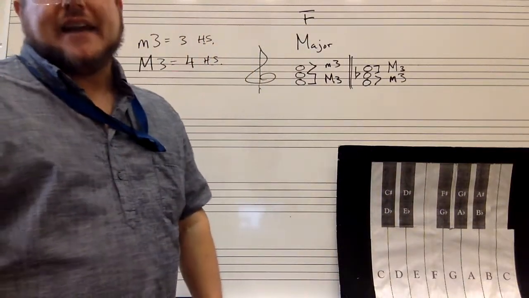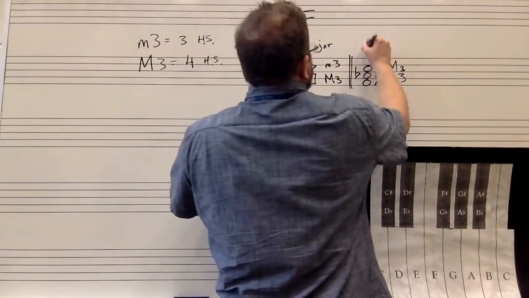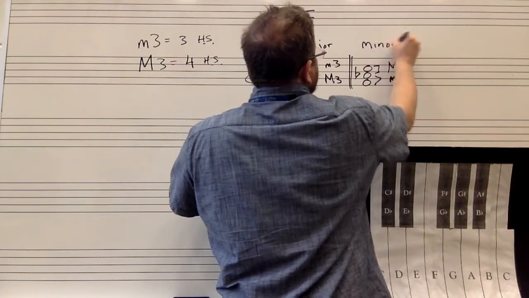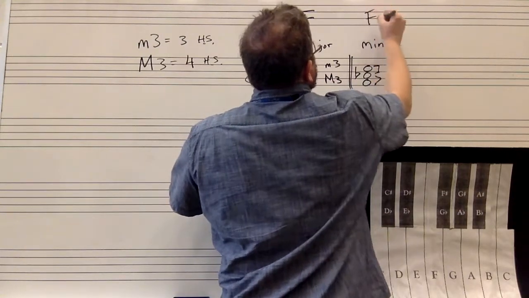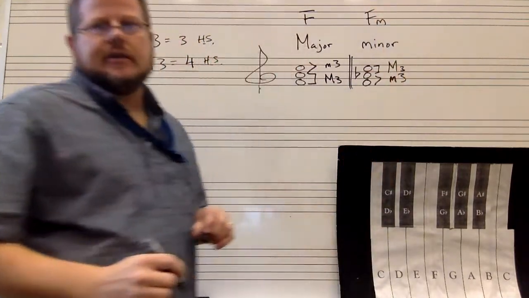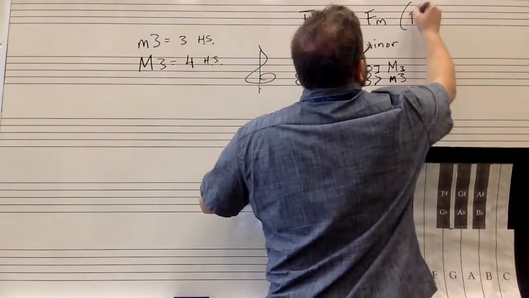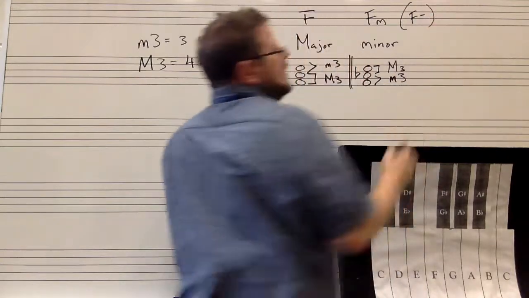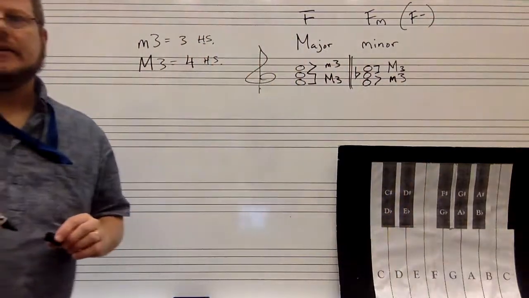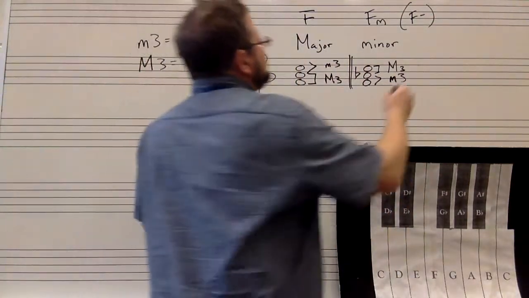If we have that construction, then we have a minor triad, and we would call that F minor. Or sometimes you see a minus, a little F minus sign there, okay?